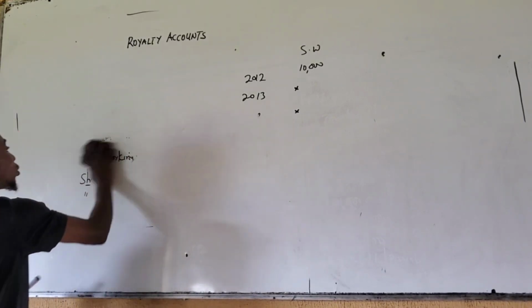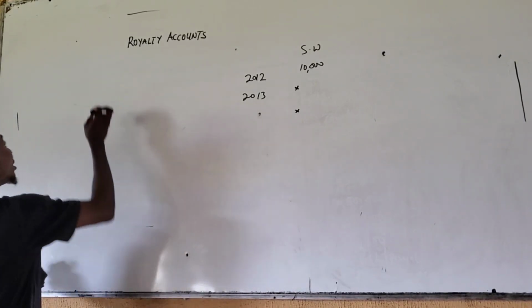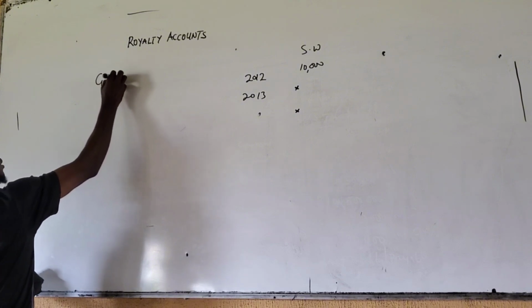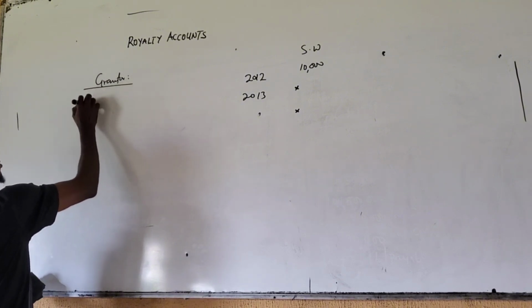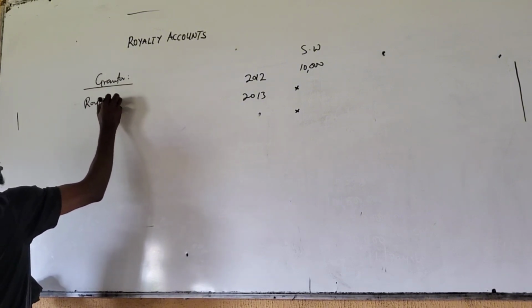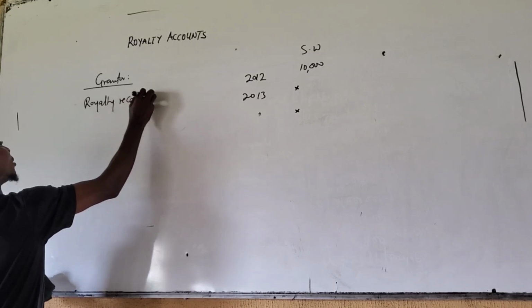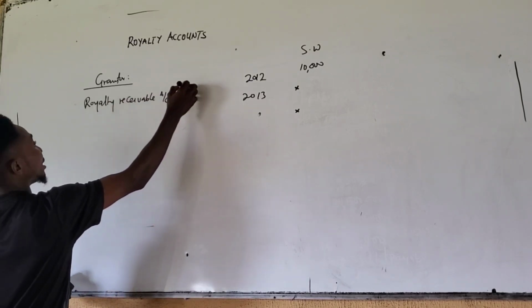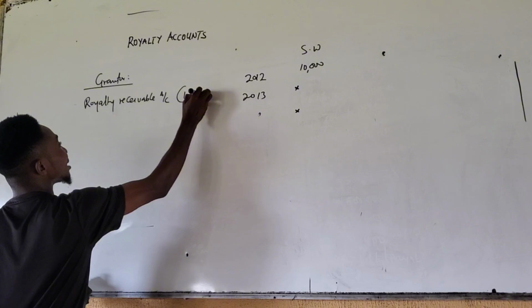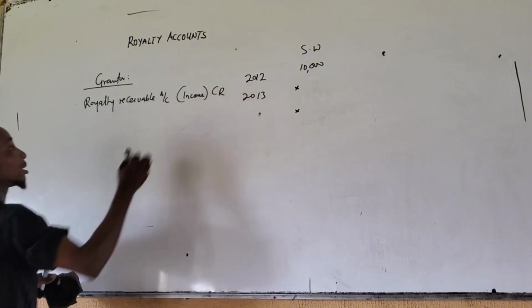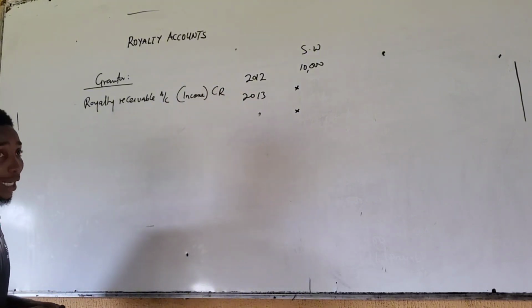In the book of the grantor, who is the landlord, you maintain a royalty receivable account. This is an income account and it always has a credit balance. Remember, income has a credit balance.